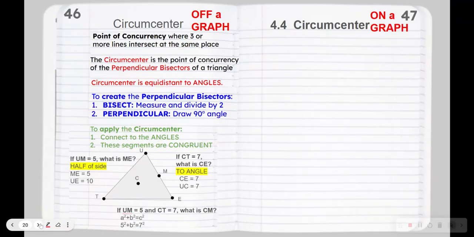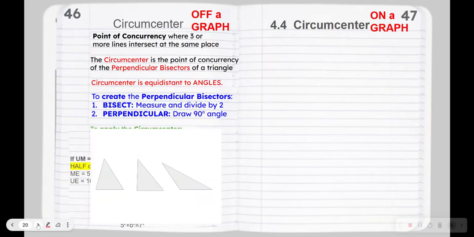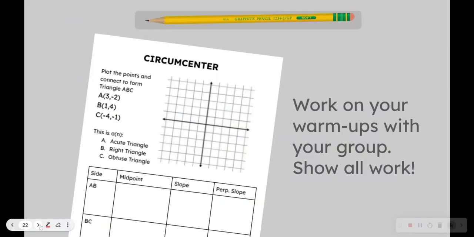Okay, so we're almost done with our notes. I know it looks like we're only halfway done, but this set of notes is a lot shorter. Basically, if it's on the graph, you're going to do the same thing, but we have to use our on-the-graph formulas. So tape that little half sheet in your notes, and then flip your warm-up over to the circumcenter warm-up, and let me have you just follow these steps.